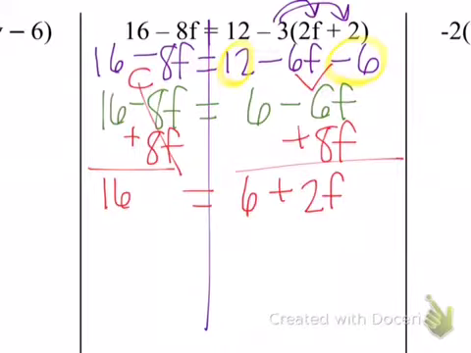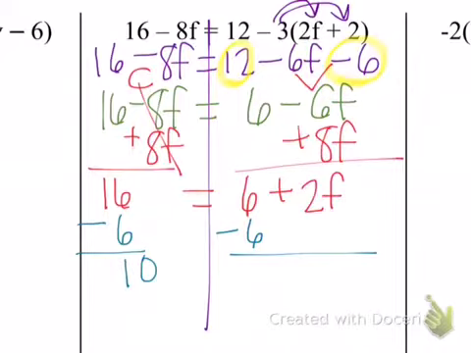All right. From here, I can go ahead and move this 6. Remember, anything that's on the same side as my variable. So this is step number 4. It's a positive 6, so I want to subtract 6. 16 minus 6 gives me 10. My 6's cancel, and I have a 2f.